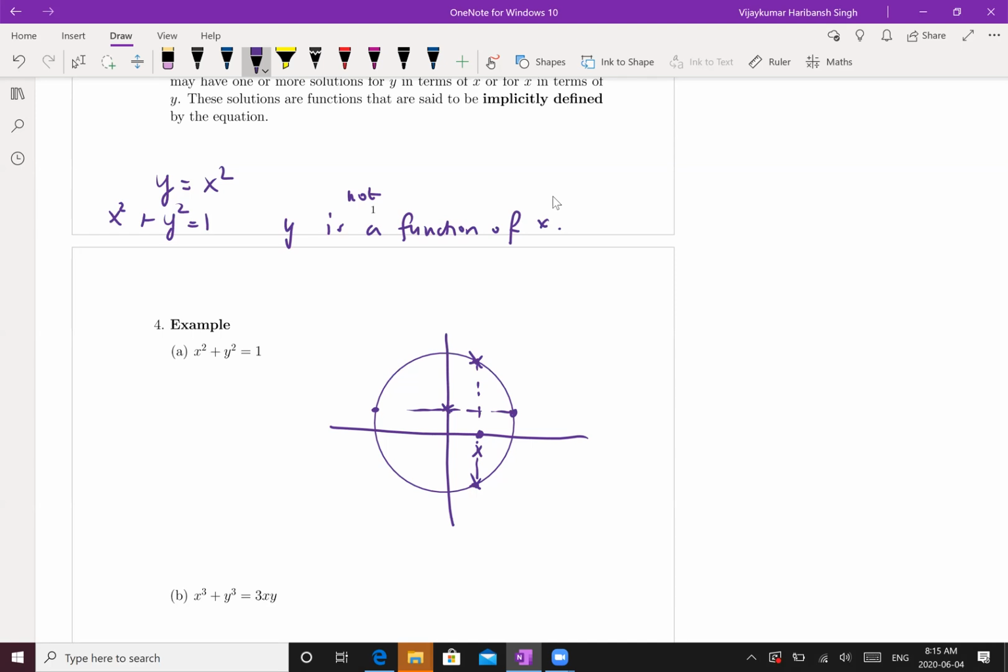However, can we draw a tangent line here? Yes, we can. We can draw the tangent line at this point. That means we should be able to find the equation of the tangent line. That means we should be able to find the slope of the tangent line. That means we should be able to find dy by dx in this case.